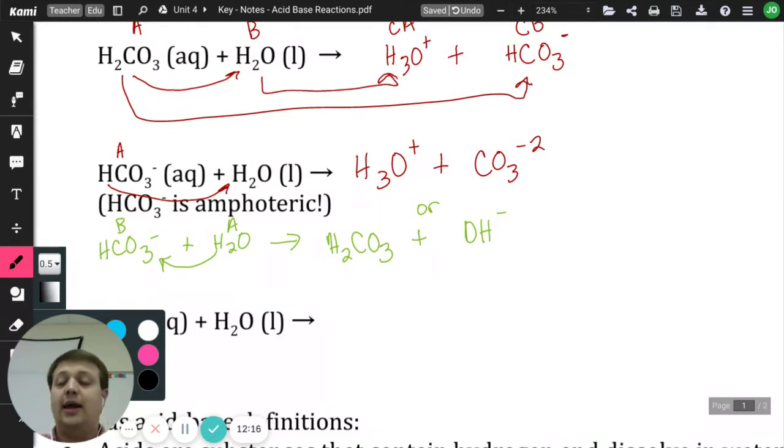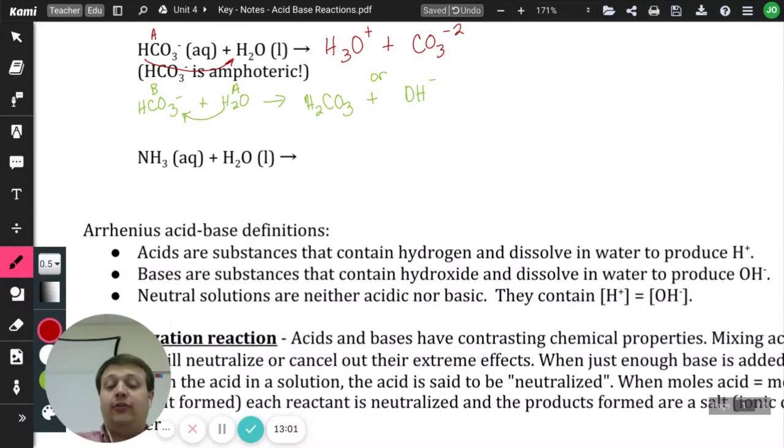We're just seeing a different result based on what happened. One is acting as an acid and one is acting as a base, right? I'm going to leave this last one, NH3 plus H2O, for y'all to do on your own. But if you want to check, by all means, please do so, because you can find the answer on your notes key.